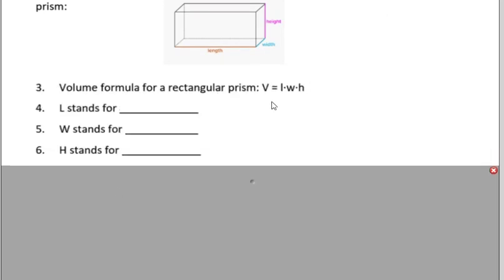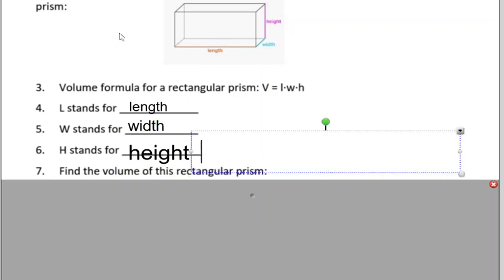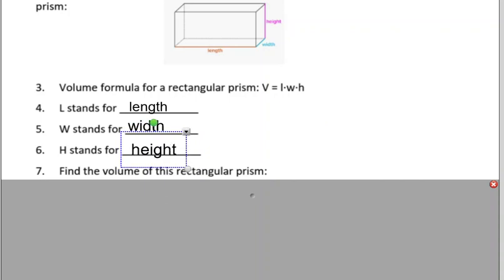When we talk about a formula for volume, it's volume equals length times width times height. The L is going to be your length, the W is going to be your width, and the H is your height. On the formula where it says volume equals L dot W dot H, remember that those dots mean multiplication.